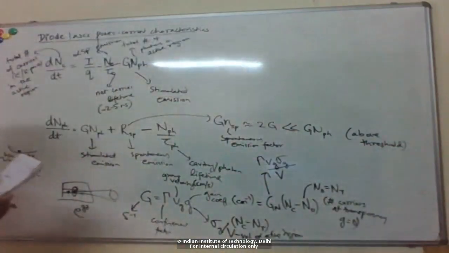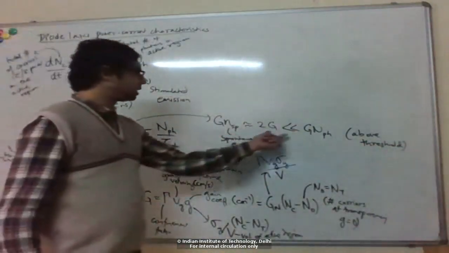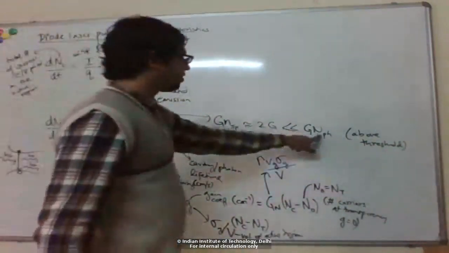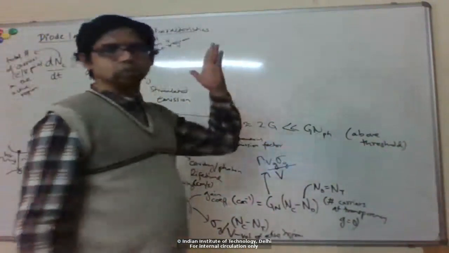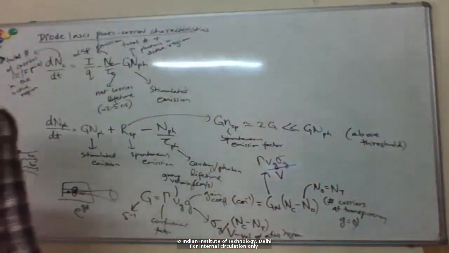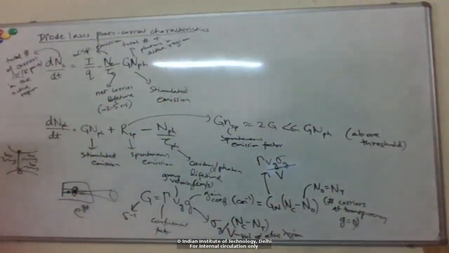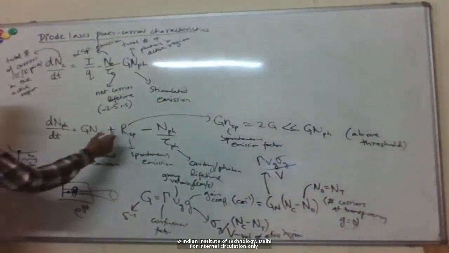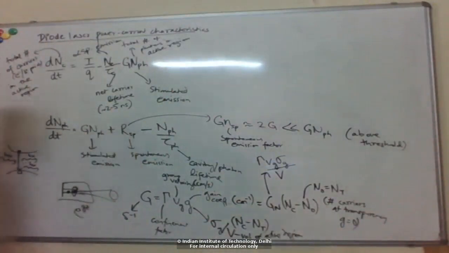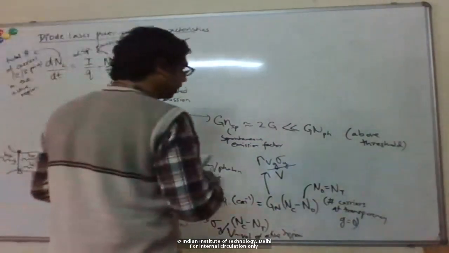Right. In other words, we are saying that the spontaneous emission rate will be much smaller than the stimulated emission rate, because the number of photons in the cavity will be much bigger than 2. Right. Once the device starts lasing. So typically, what we are saying is this term will be much smaller than this term.